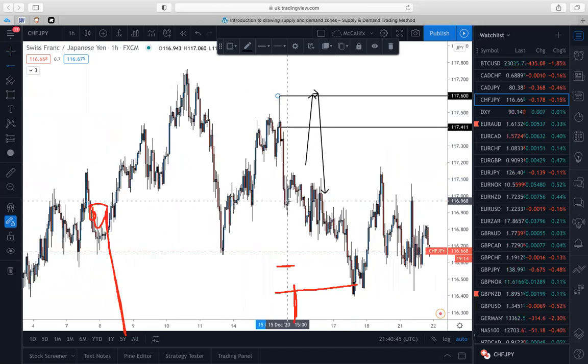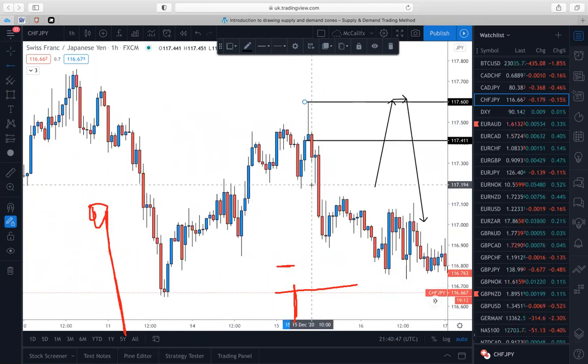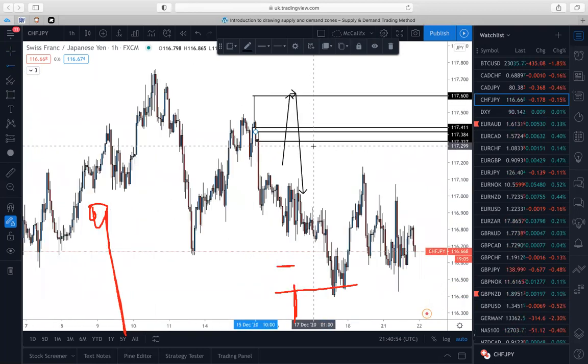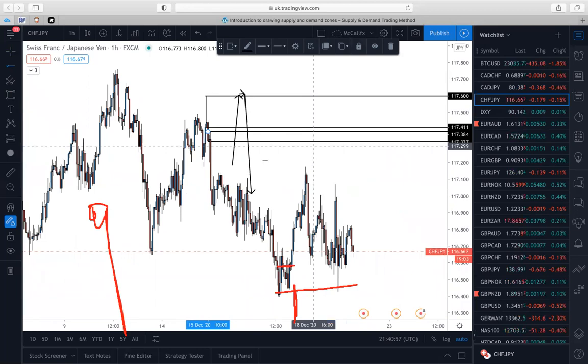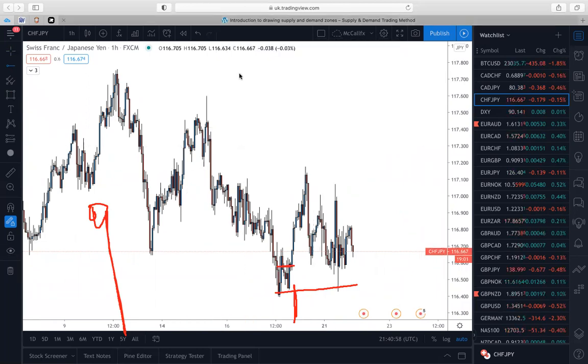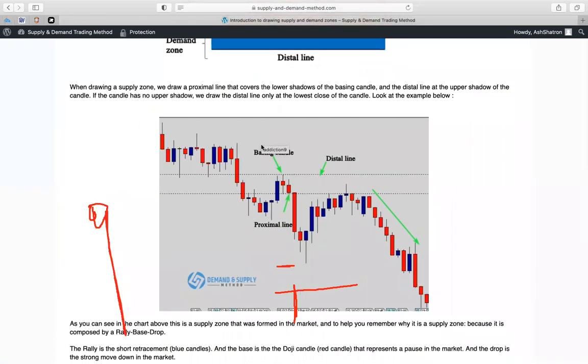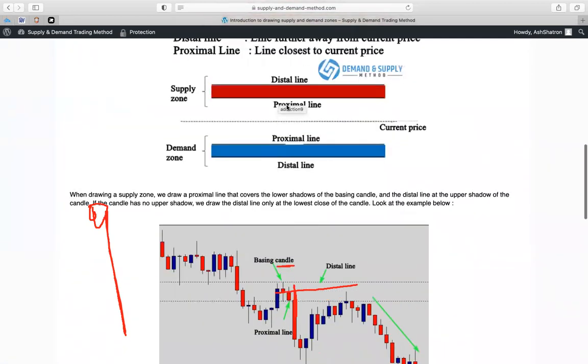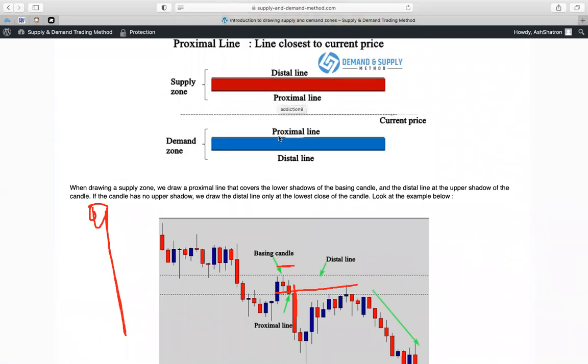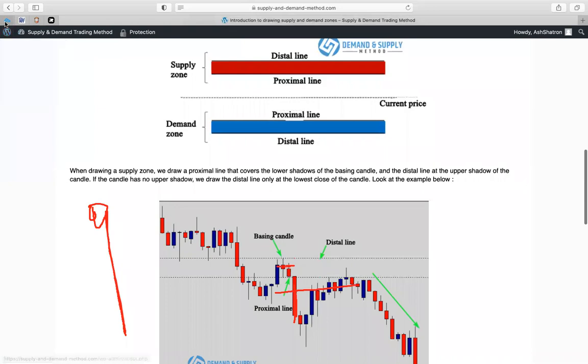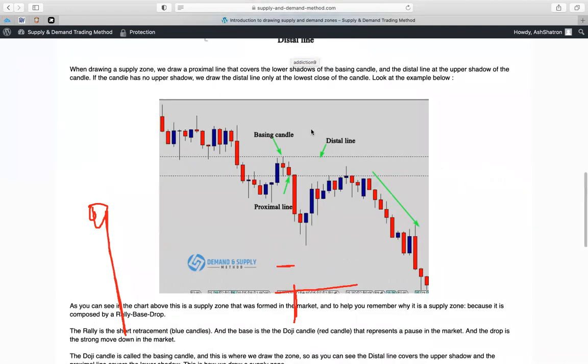So this is how it's going to look. An example is this. You can either put your line at this side or on the body. And then the last wick is always going to be your other line. So this is how the structure looks. We have the proximal line and then the distal line. The proximal line is always the one that you use as your limit order. And then the distal line is going to be your stop loss.